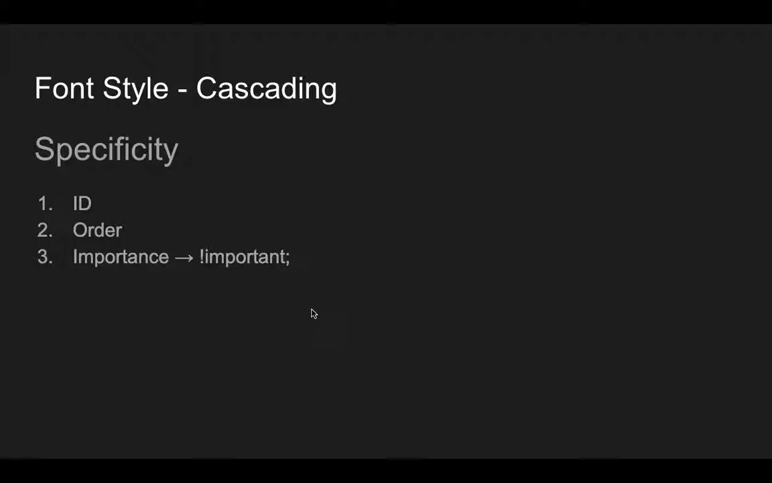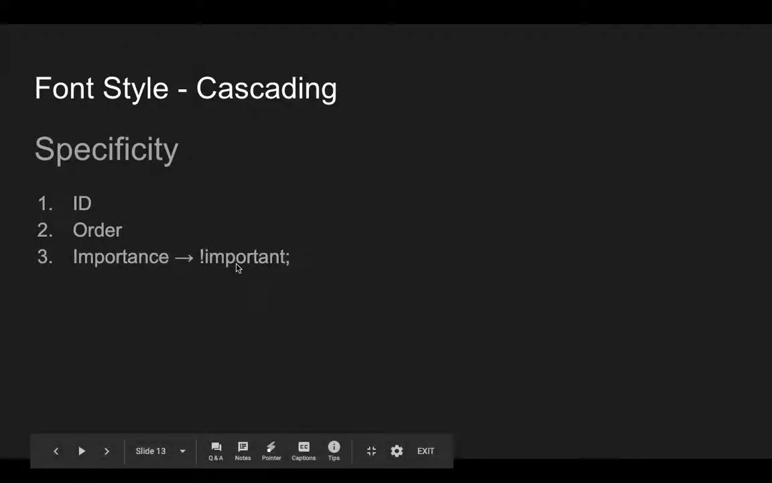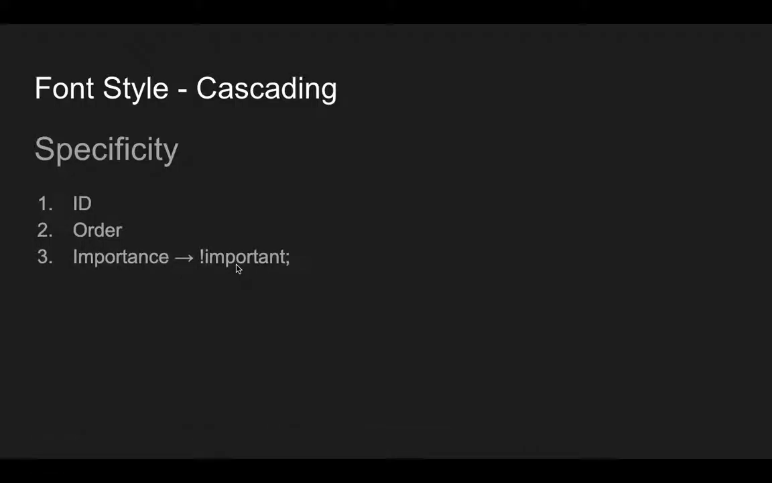Specificity: the highest level is ID. The next one is order, that means the level of the styles, and then the importance tag. Now this may seem kind of backwards to you, but here we have exclamation important semicolon. If you put that on a style, you're ensuring 100% that that style is going to take preference over anything else. And you really don't want to use that unless you're trying to test things.